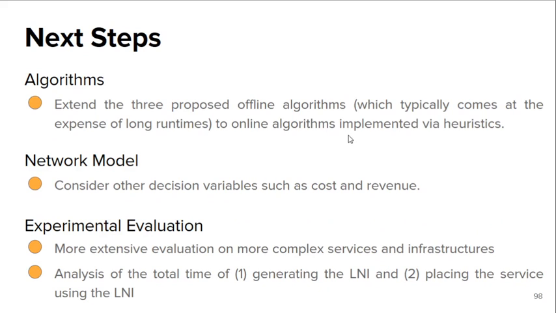As next steps, we will extend the three proposed offline algorithms, which typically come at the expense of long ramp times, to online algorithms implemented via heuristics. Also, we will extend our network model to consider other decision variables such as cost or revenue. And regarding the experimental evaluation, we will consider more complex network services and more complex infrastructure resources. And we will analyze the total time of generating an LNI and placing the network services.